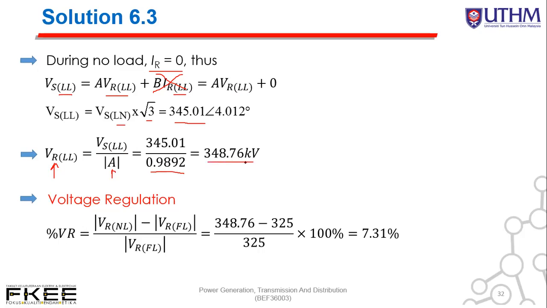Then we can use this value to find the voltage regulation. It is VR no load minus VR full load, divided by VR full load. VR full load is 325, the value given in the equation. So we got 7.31% of voltage regulation.